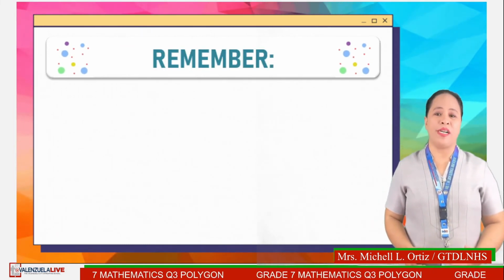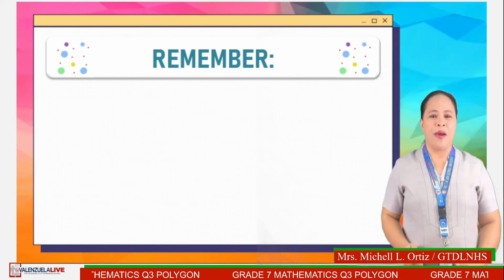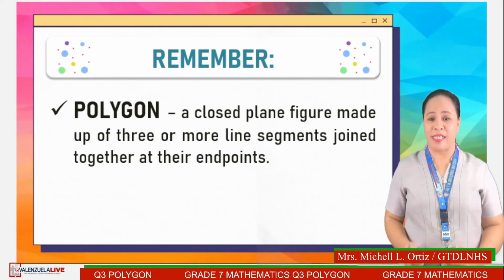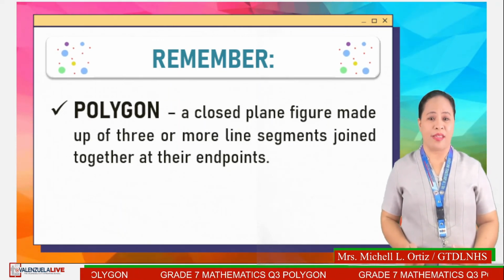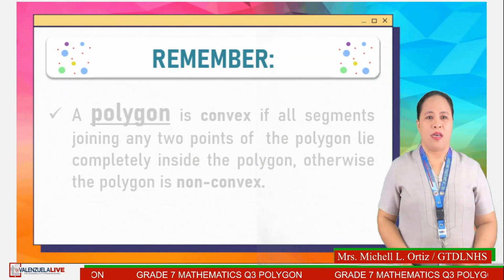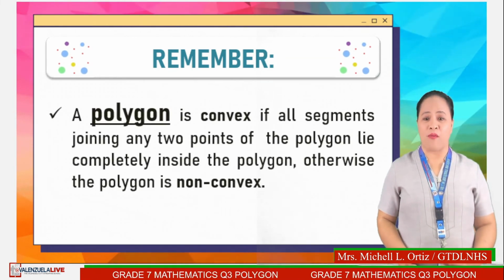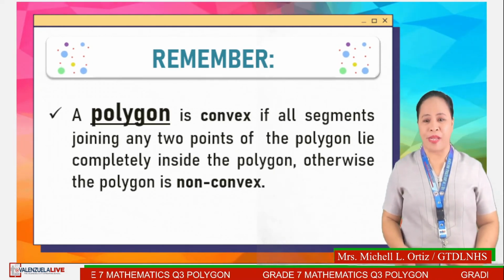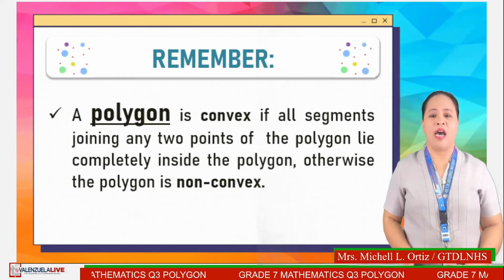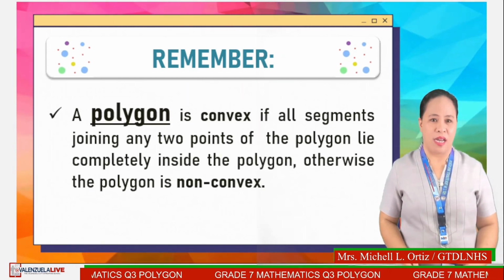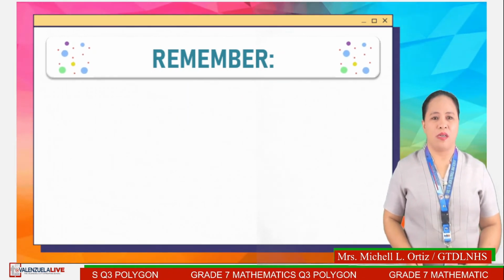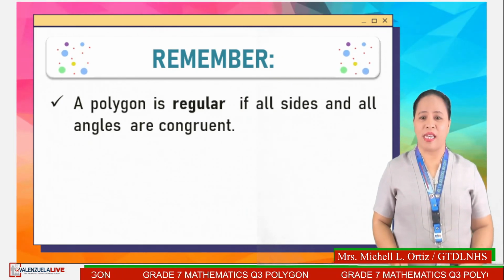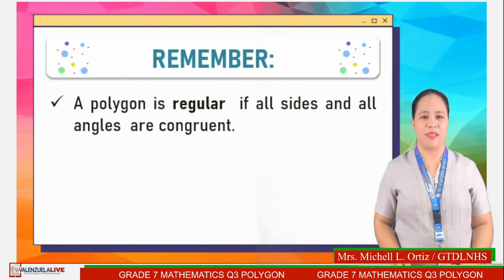To sum up the important points of our today's lesson, polygon is a closed plane figure made up of 3 or more line segments joined together at their endpoint. A polygon is convex if all segments joining any 2 points of the polygon lie completely inside the polygon. Otherwise, the polygon is non-convex. A polygon is regular if all sides and all angles are congruent.